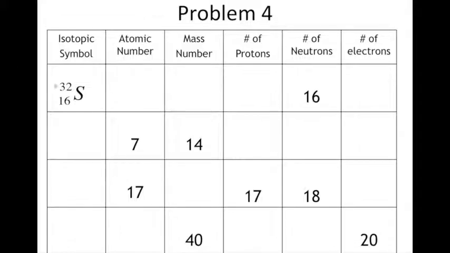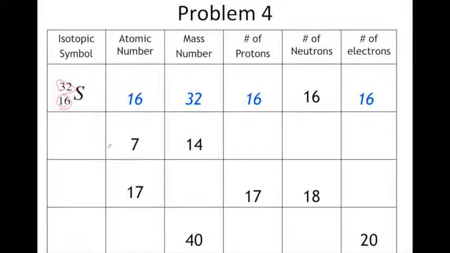Okay, so here we have sulfur. Its atomic number, remember the atomic number is down here, that's 16. The mass number is in the upper left hand, 32. The number of protons is equal to the atomic number, 16. Now, to get the neutrons, we subtract the atomic number from the mass number. That gives us 16. That was given. And the number of electrons, assuming that they're the same as the protons, would be 16.